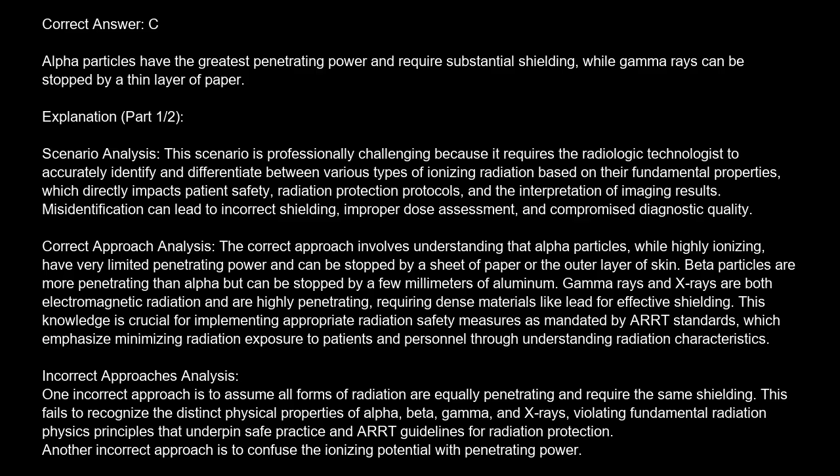Correct approach analysis. The correct approach involves understanding that alpha particles, while highly ionizing, have very limited penetrating power and can be stopped by a sheet of paper or the outer layer of skin. Beta particles are more penetrating than alpha, but can be stopped by a few millimeters of aluminum. Gamma rays and X-rays are both electromagnetic radiation and are highly penetrating, requiring dense materials like lead for effective shielding.